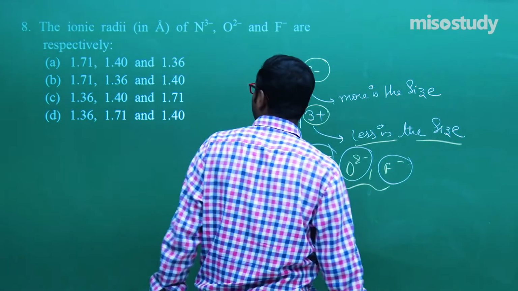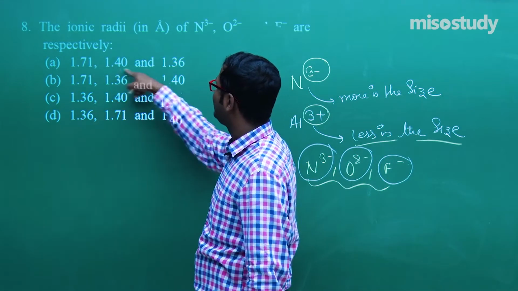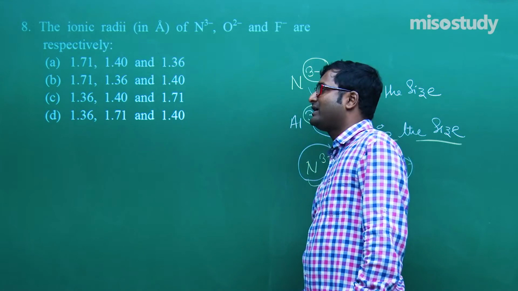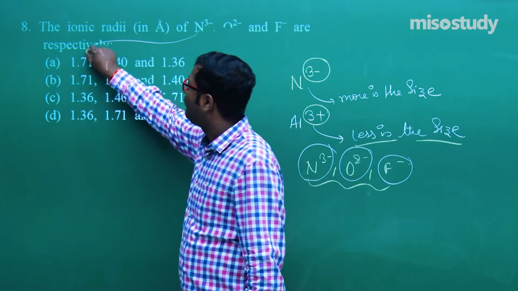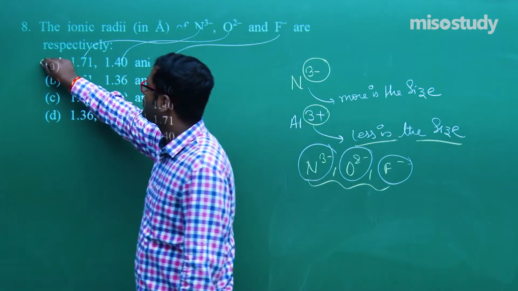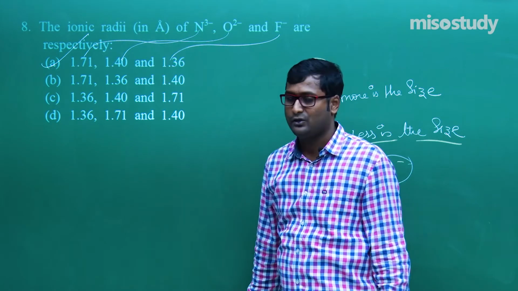So, where is the sequence? That is N3 minus 1.71, this is the decreasing order: 1.71, 1.40 and 1.36. So it will have more energy, more size than this one. So, for question number 8, A is the correct option. Am I right? Yes, sir, you are absolutely right.